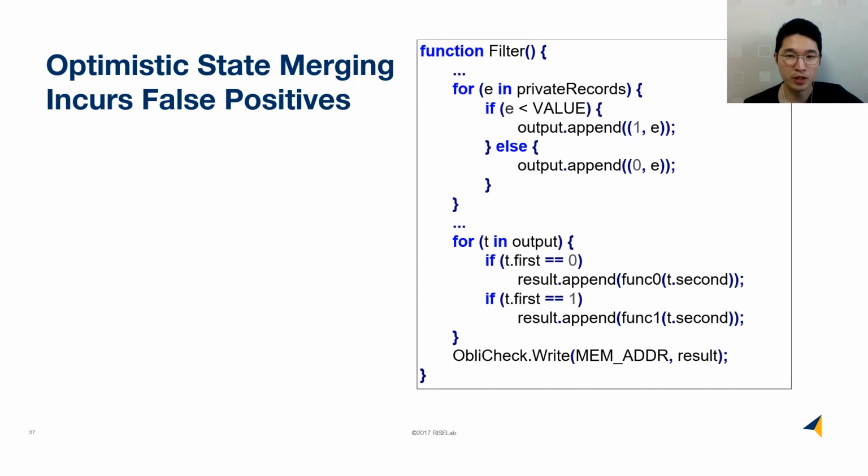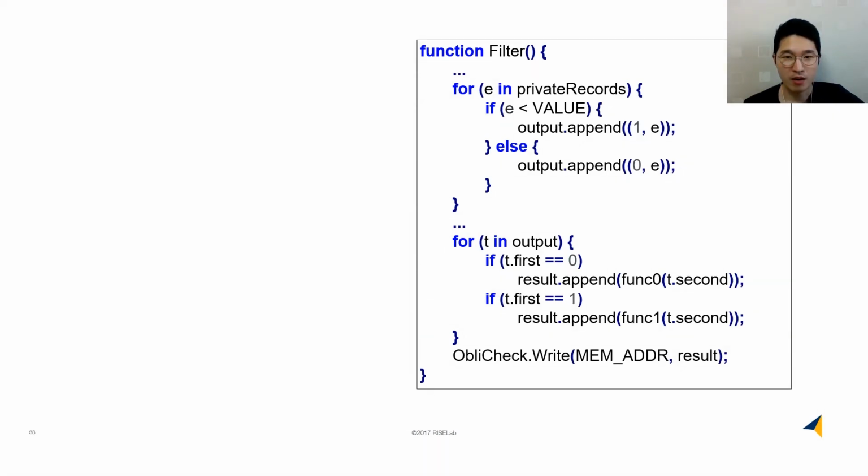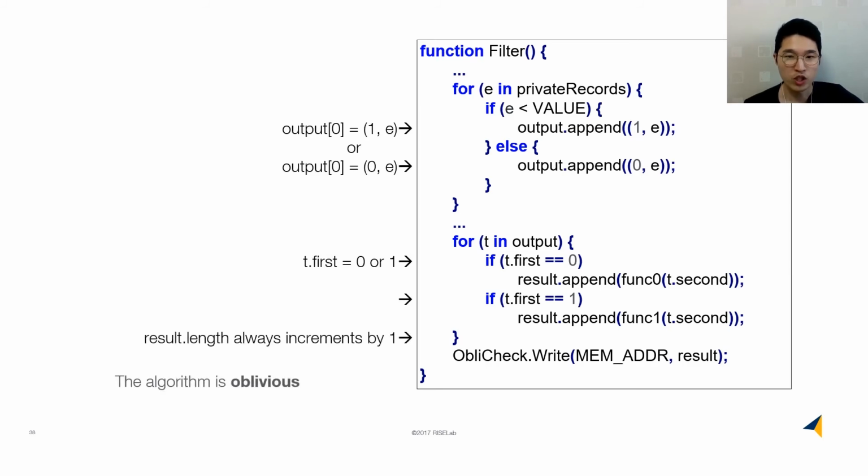Here's an example. The code starts with the same filter code. I extended the code with a for loop that transforms an element based on the tag. This algorithm is oblivious because output 0's first element is 0 or 1, so t.first is either 0 or 1, which means that the result length always increments by 1 and stays the same regardless of the output records.